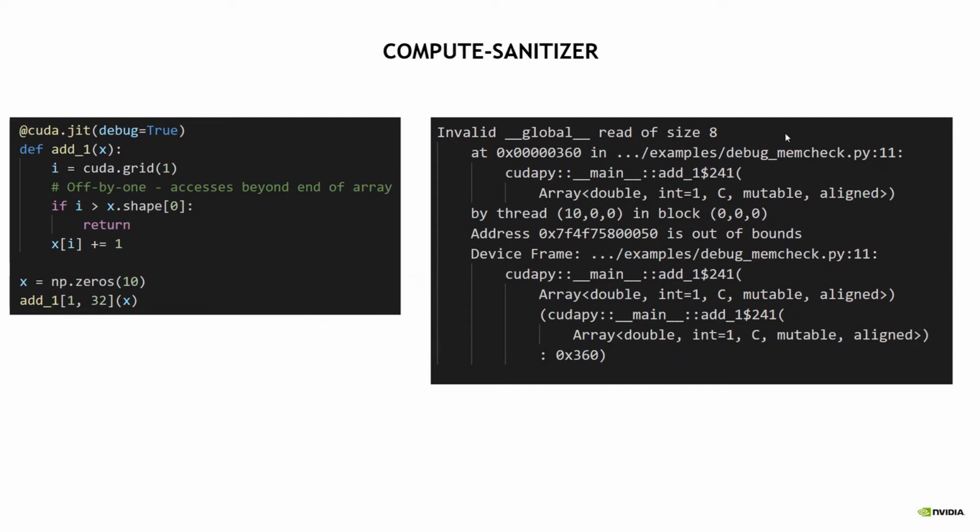This is the same example. What you would see if you ran this on the COMPUTE-SANITIZER is that there's an invalid read. It's able to give which thread did the out of bounds read. It can also locate the Python source file and source line in which the error occurred, the name of the function in Python. So it gets mangled to CuDaPy main add one, but we can see it's the add one function and the types with which it was called as well. So it can be useful to quickly pinpoint where problems are coming from in Python.